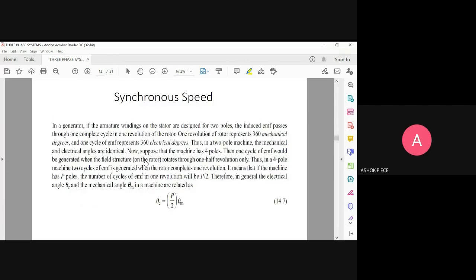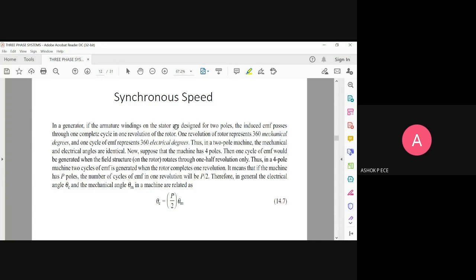Now we are going to see what is synchronous speed. In a generator, assume you have two poles. The induced EMF will pass through one complete cycle in one revolution of the rotor. One revolution represents 360 degrees, so one cycle represents 360.